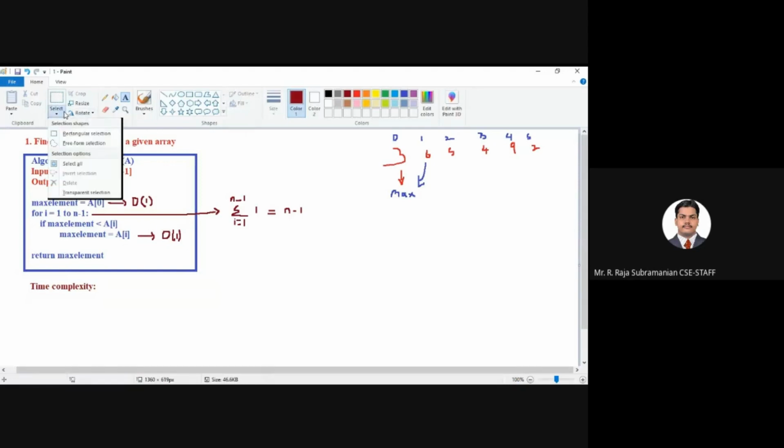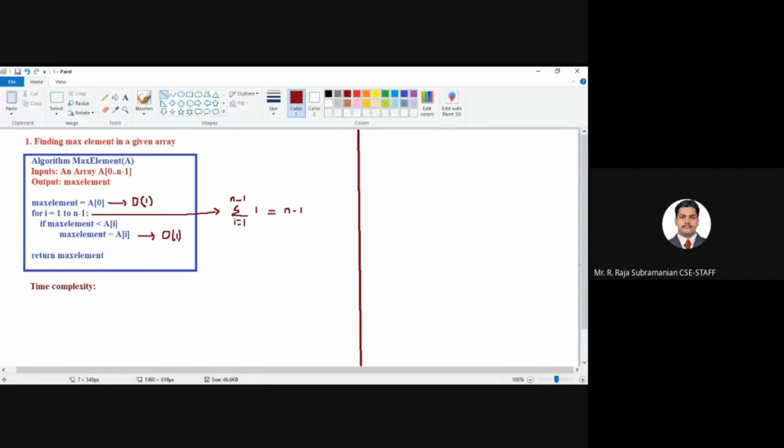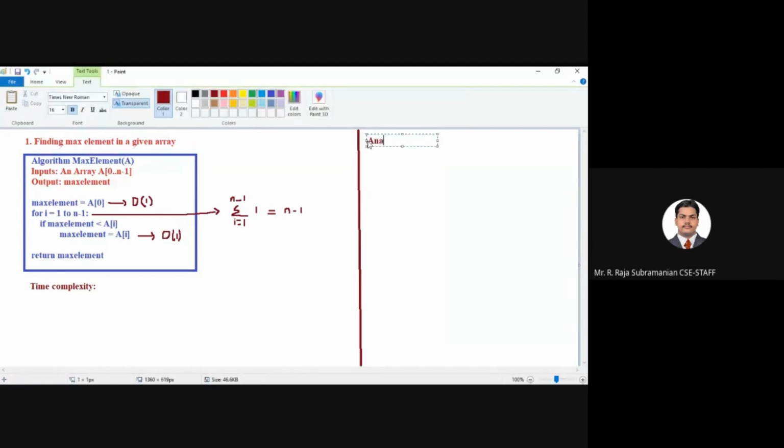So now I'll delete this particular question. I'll write something here. Analyzing the non-recursive algorithms. What do I have to do? When I need to analyze non-recursive algorithms, it is very easy compared to recursive algorithms. So how should I do it? There are only 4 steps to be done when I go for analyzing non-recursive algorithms.